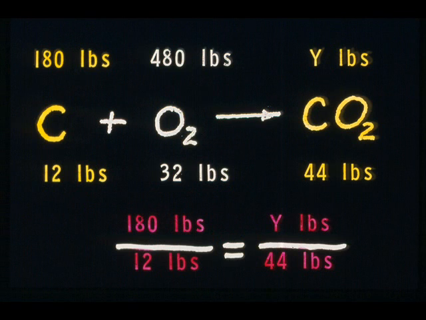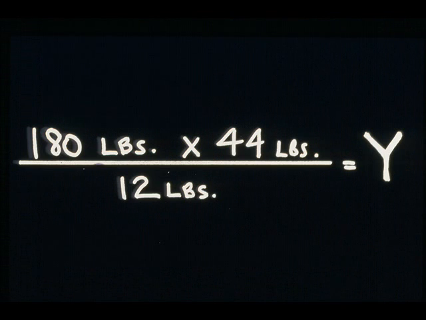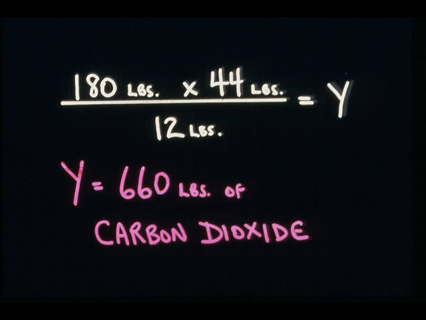Now we look at our reaction equation again to determine the setup for calculating how much carbon dioxide would be produced by burning 180 pounds of carbon. 180 pounds divided by 12 pounds equals Y pounds divided by 44 pounds. By multiplying 180 pounds times 44 pounds and dividing by 12 pounds, we find Y, or 660 pounds of carbon dioxide will be formed.